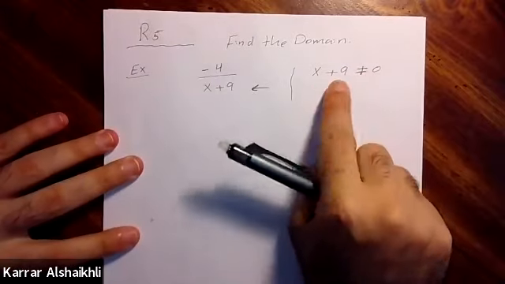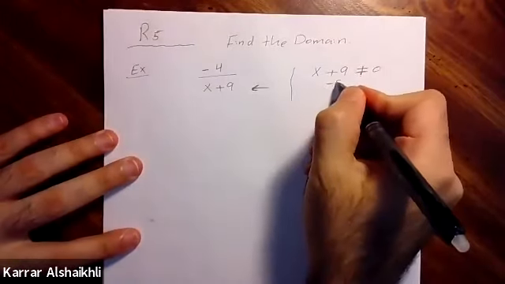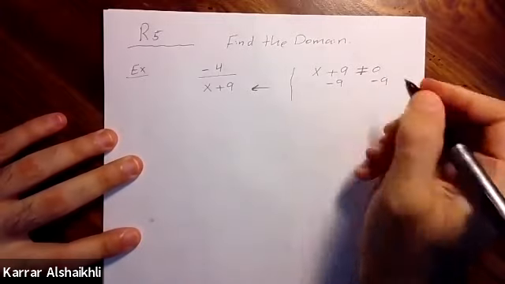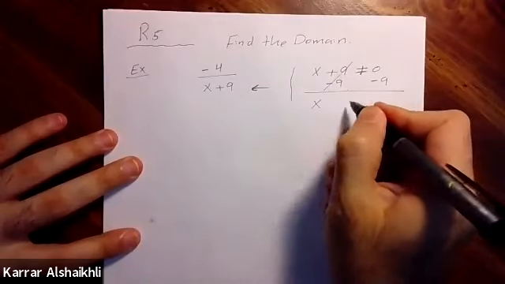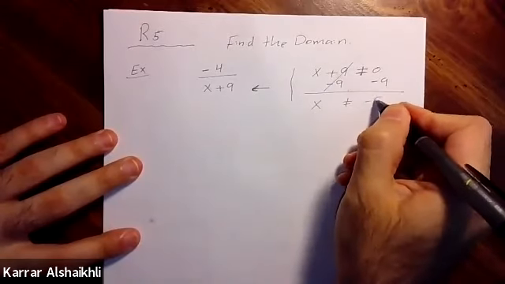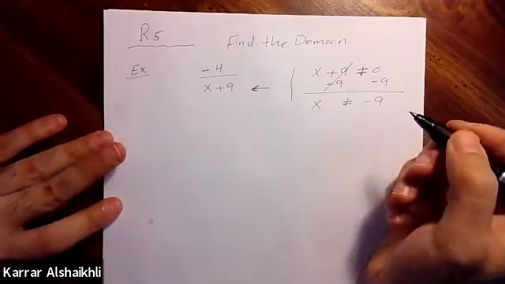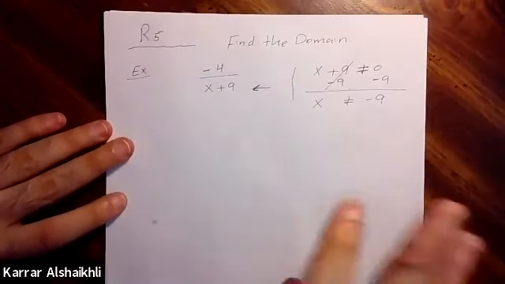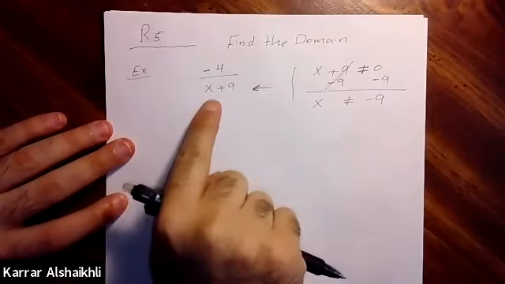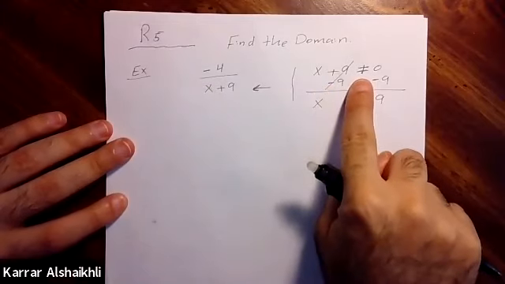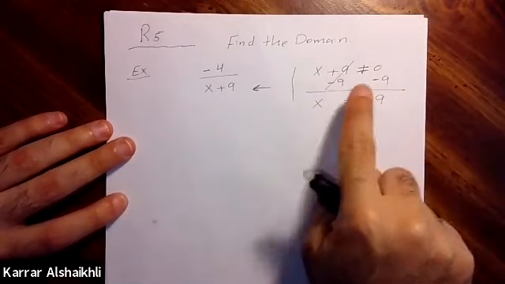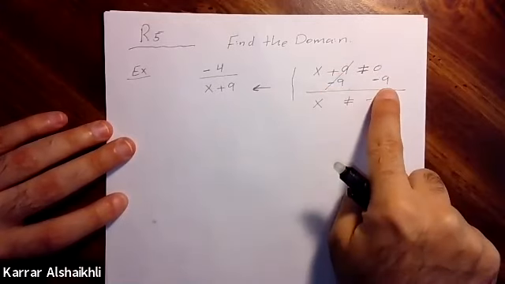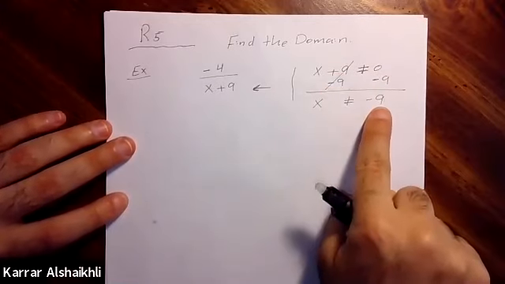So how are we going to solve this one? I'm just going to subtract 9 from both sides. Cancel these. That means x not equal to -9. So this is how to find the domain. We're just going to take the bottom part here, not equal to 0. Then we solve this linear equation by moving the number to the other side. So we subtract 9 from both sides, so x is not equal to -9.